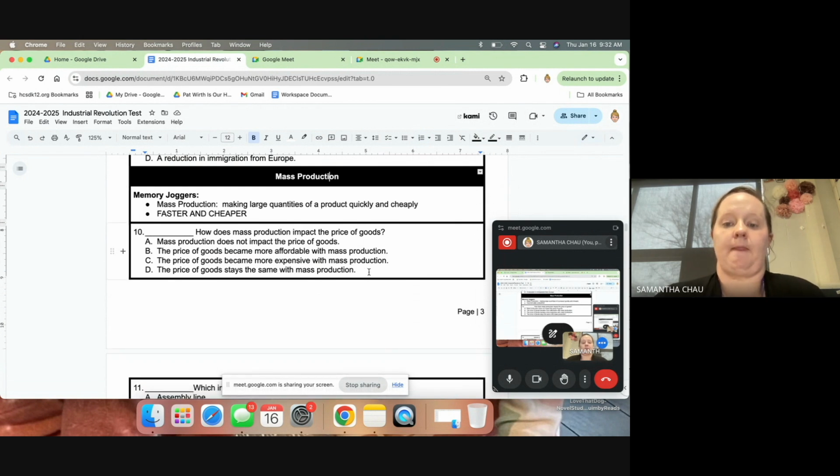Number 10. How does mass production impact the price of goods? Mass production does not impact the price of goods. The price of goods become more affordable with mass production. The price of goods become more expensive with mass production. The price of goods stays the same with mass production. How does mass production impact the price of goods?